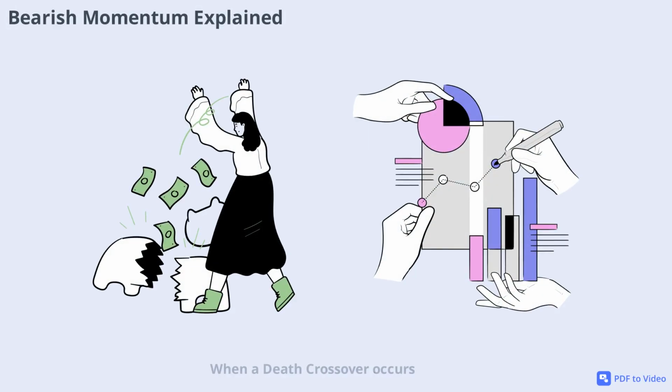When a death crossover occurs, it often signals the start of bearish momentum. This means that sellers are gaining control and the stock's price may face downward pressure. For traders, recognizing this shift early can be the difference between protecting profits and suffering losses. The death crossover doesn't guarantee a price drop, but it does highlight a weakening trend that deserves attention.